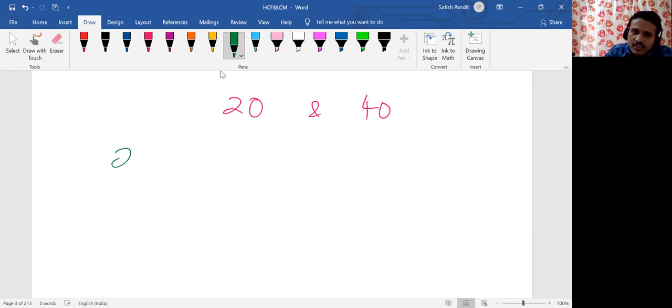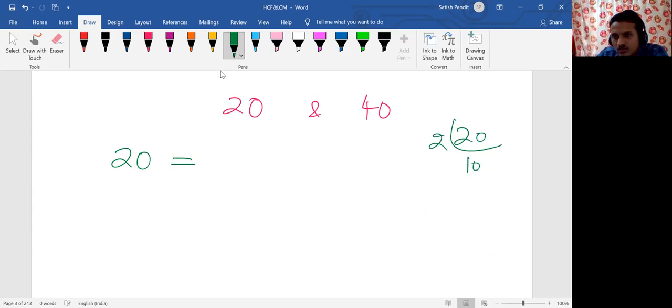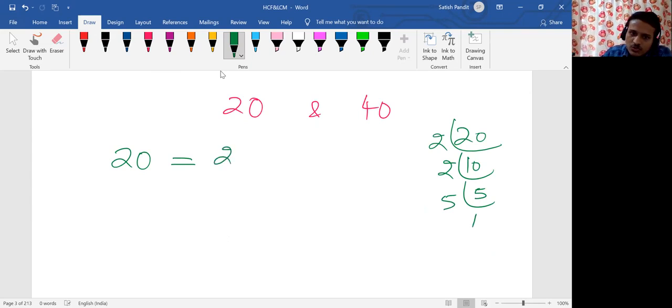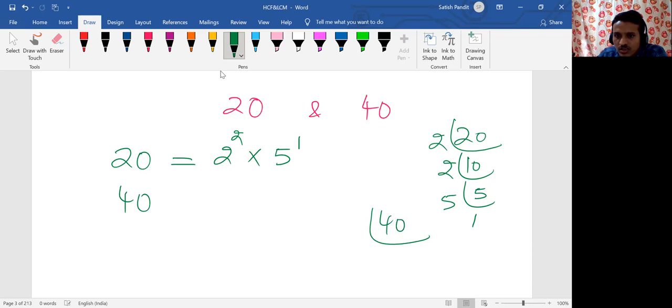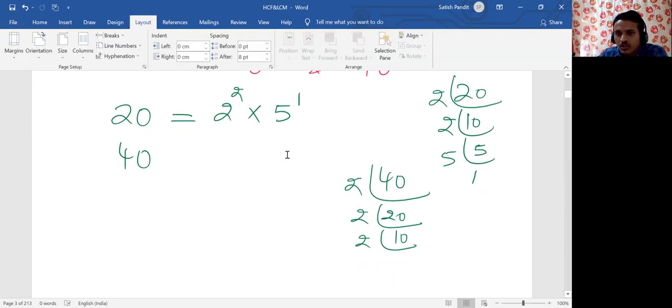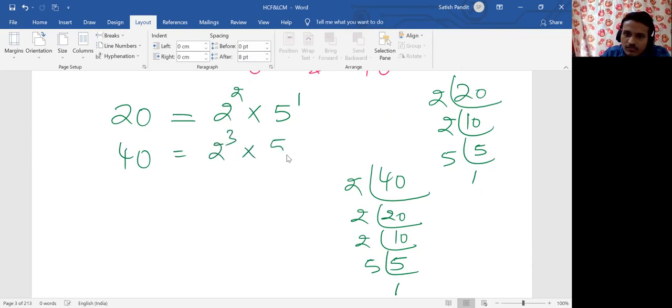Now see 20. How can we write 20? Already we learned. So tens are 5. So I can write 2 to the power 2 into 5 to the power 1. This, 2 into 2 is nothing but 2 to the power 2. So I wrote like that. 40, how can I write 40? So see, 2, then you have 2 5s. So you can write it as 2 to the power 3 into 5 to the power 1.